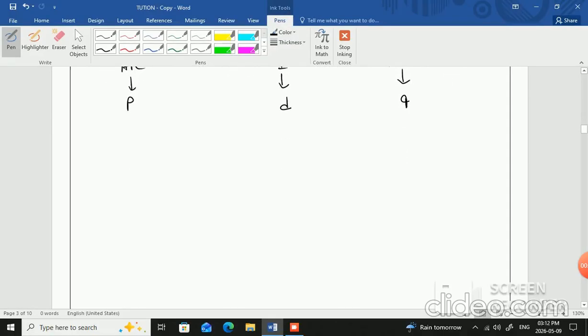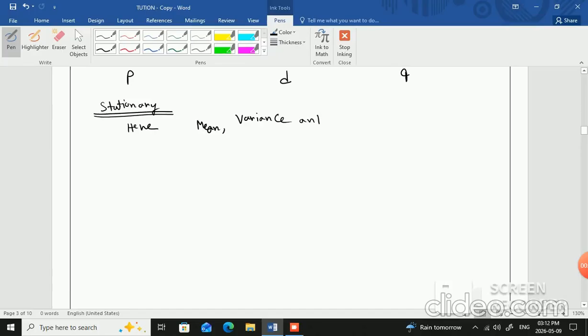Now we discuss stationary data. Stationary was already defined. Stationary time series data is data with constant mean, constant variance, and constant autocorrelation. Here mean, variance and autocorrelation are constant.